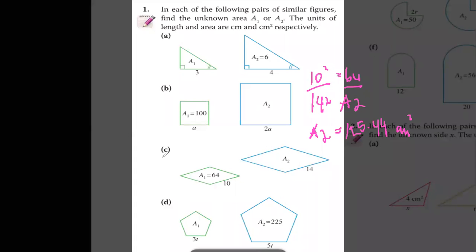Miss, that one is equal to 125.44 meters squared, Miss. Sorry, James, that is the answer, Miss. A2 is equal to 125.44. Meters squared. Joe, Andy, finished. I got 81. 3t squared over 5t squared equals A1 over 225.